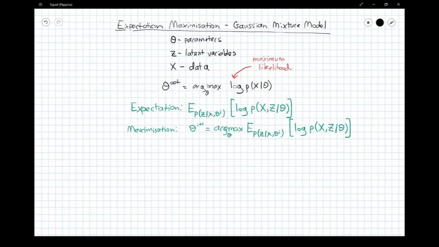Right, so welcome to part 3 of our tutorial about the expectation maximisation algorithm. Today we're going to look at how we apply it to a Gaussian mixture model. So this was the first contextual example that we looked at in video 1. So if you've forgotten anything about it, you can go back and look at it.